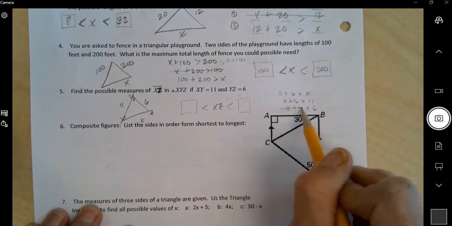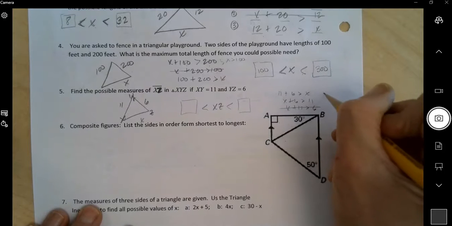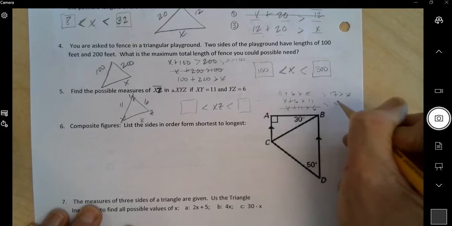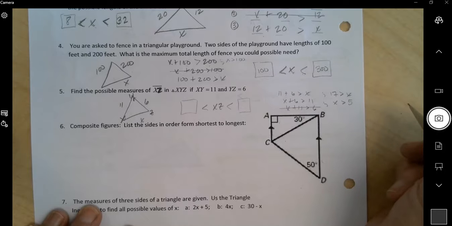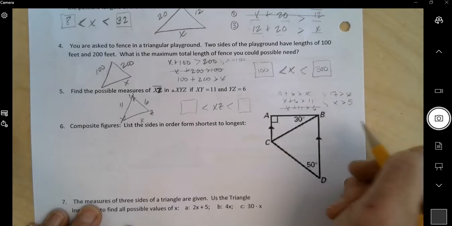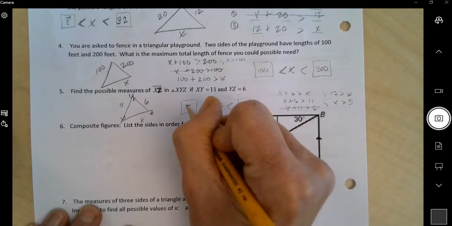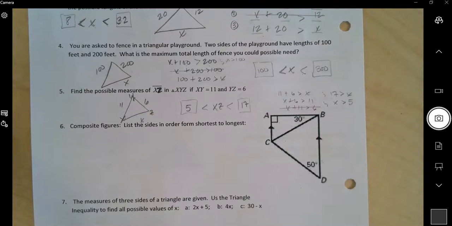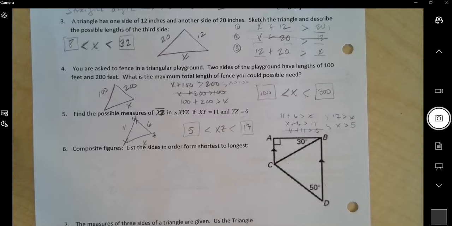I tried to do it differently that time. So that means that 17 has to be bigger than x, and x has to be bigger than 11 minus 6, which is 5. So this distance here from x to z has to be smaller than 17 and bigger than 5. Take a look at these 1, 2, 3 problems and see if you can find a shortcut. Talk to your group mates about a shortcut to finding those values. Let me know what you think.